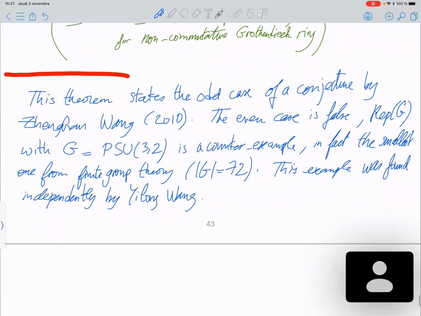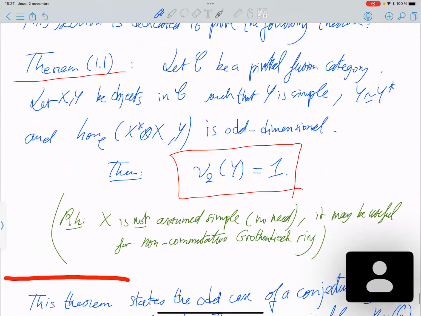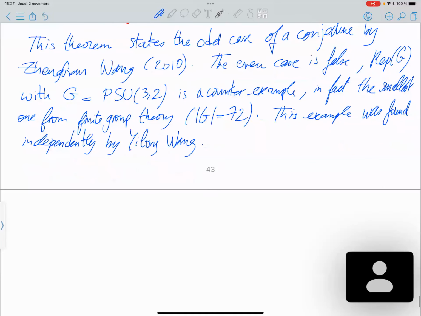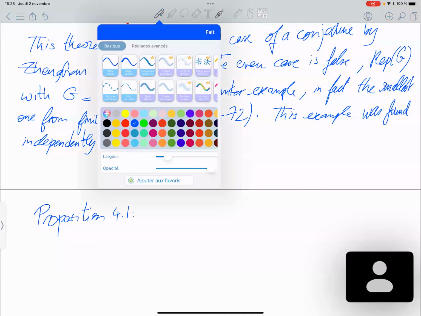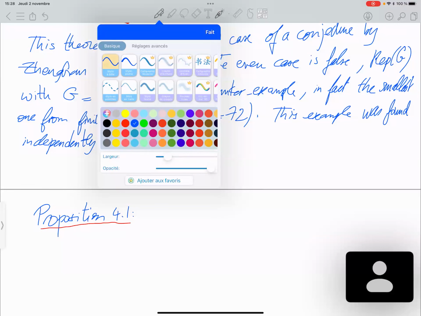Okay, so the goal of this section is to prove this theorem. We will need to prove, in fact, one proposition before, one corollary, and then we can prove the theorem. So, proposition. I am still following the numbering of my paper. Proposition 4.1.